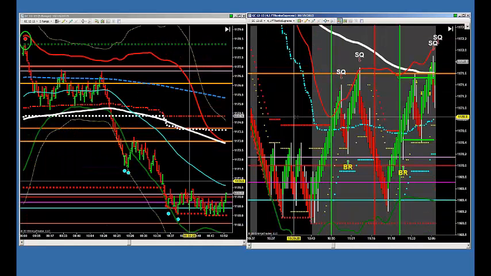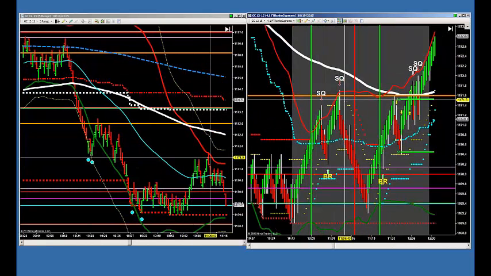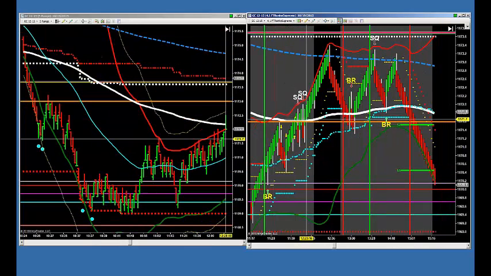And I'm not going to mention all of these, because a lot of these SQ signals just don't have much confirmation at all on the other chart. So I'm just bypassing them. So if you're wondering why I'm going past a lot of these, that's why.